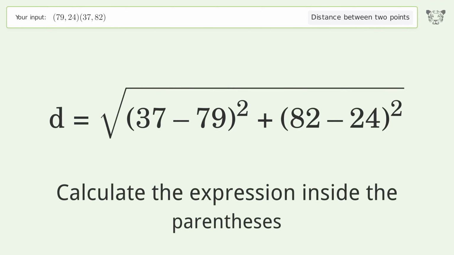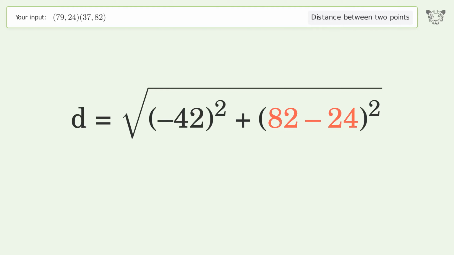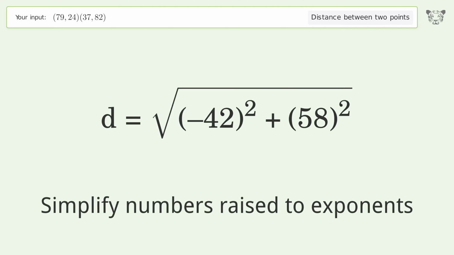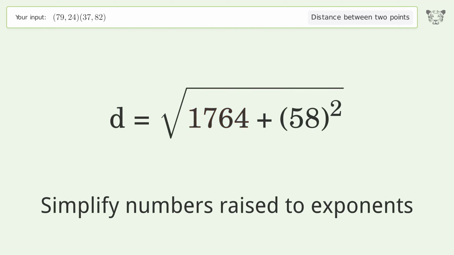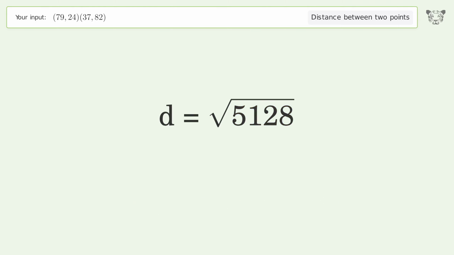Calculate the expression inside the parentheses. Simplify numbers raised to exponents. Simplify the arithmetic. And so the distance between the 2 points is the square root of 5,128, or 71.61.